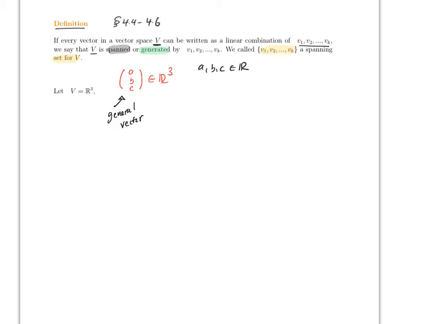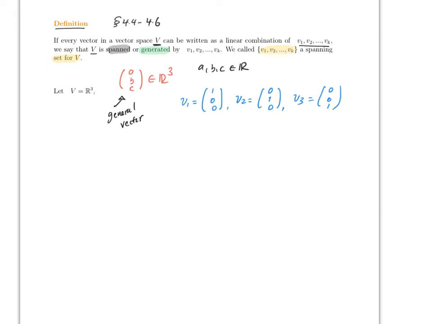Okay, now let's say that we have the following 3 vectors. Let's say that the first vector is 1, 0, 0. The second vector is 0, 1, 0. And the third one is equal to 0, 0, 1. Clearly, you can see that each is a vector in 3 dimensions. So therefore, all of these belong to R3.